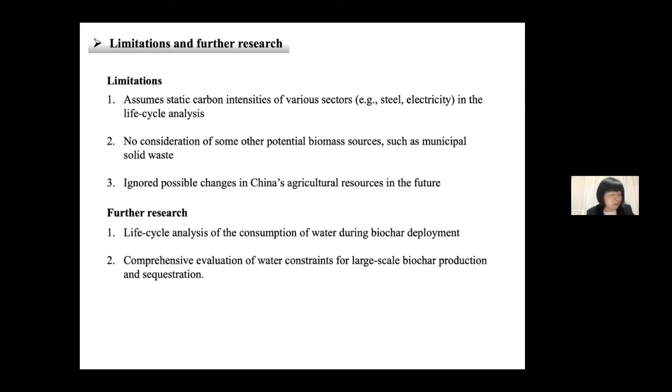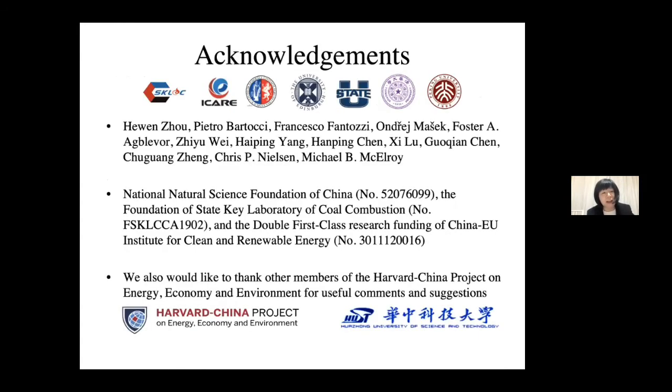So future study will also involve the water consumption, considering the water retention effects by biochar in soil, and also water resource constraints.